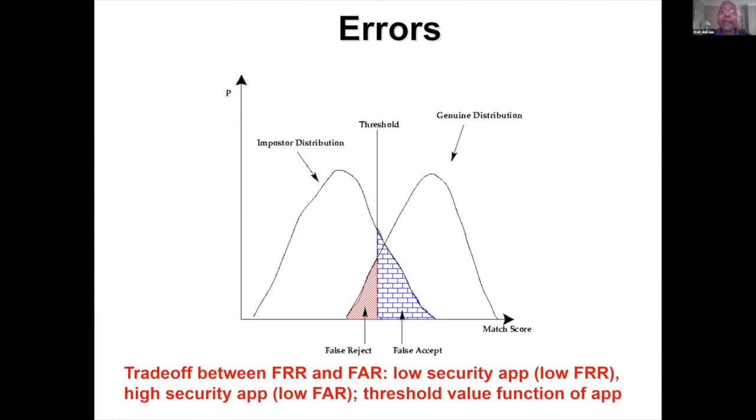So I can move that threshold either to a lower value or larger value to get either a lower false accept or to get a lower false reject. And as I said earlier, if it is a low security application, you don't want to upset your genuine customer. But if it is a high security application, you want to minimize any imposter entering the store.